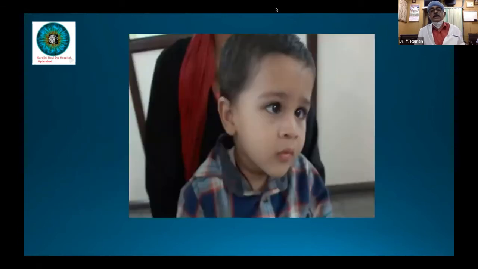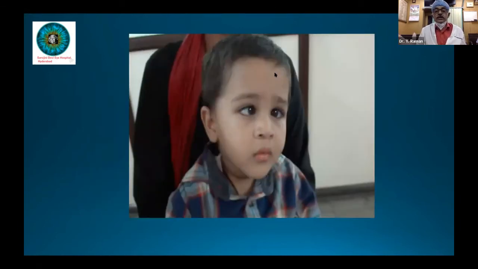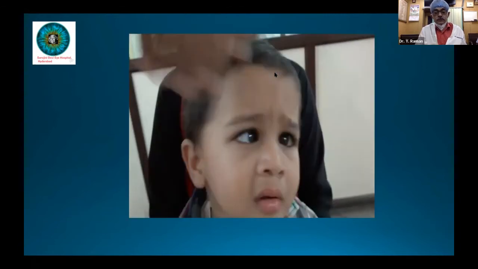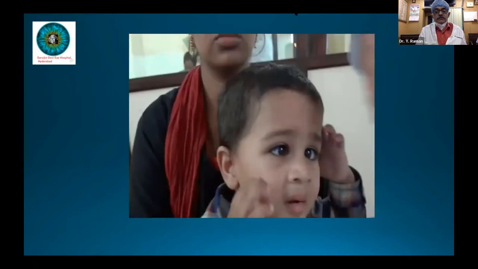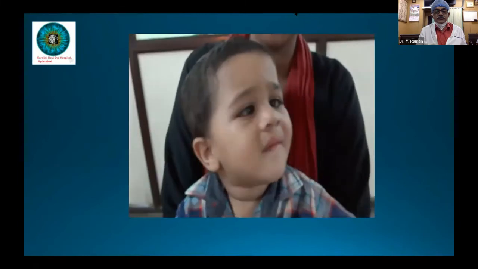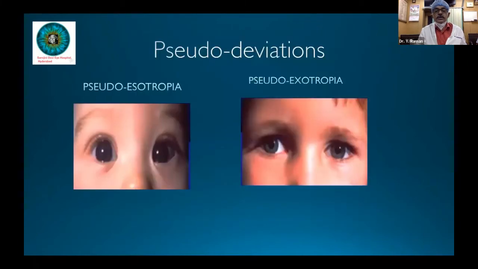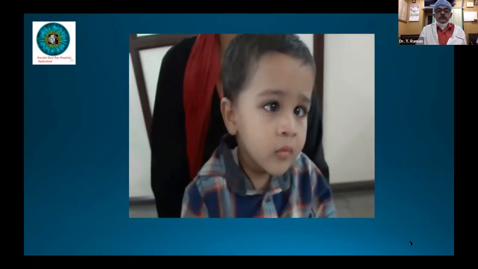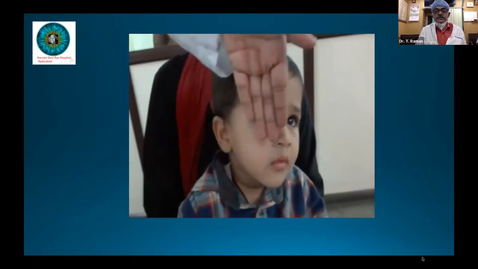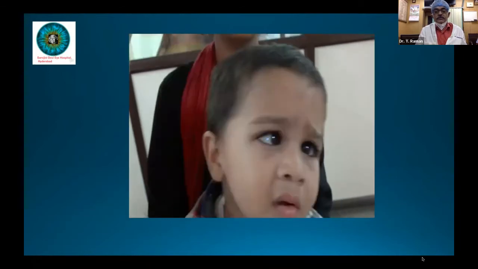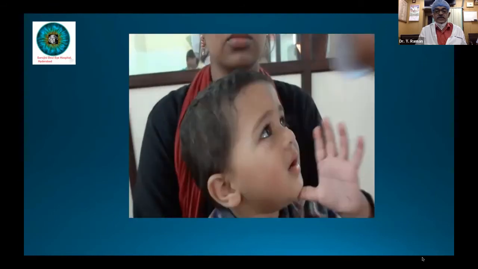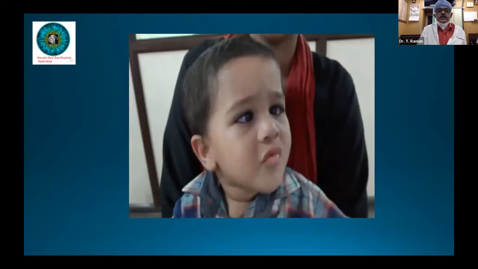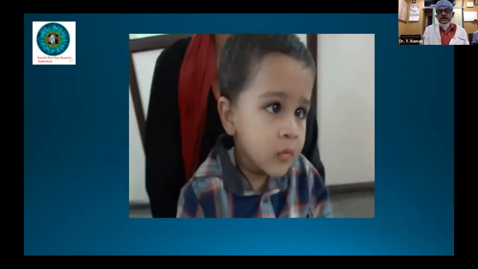What is fixation preference? The child tries to look with the eye which has better vision. When you close the right eye, he doesn't resist. And when you close the left eye, he resists and reaches at the target. That is fixation preference. Fixation preference is the child tries to look through the eye which has good visual acuity.